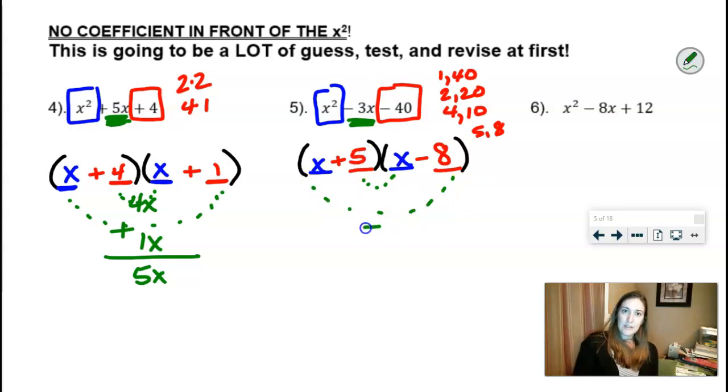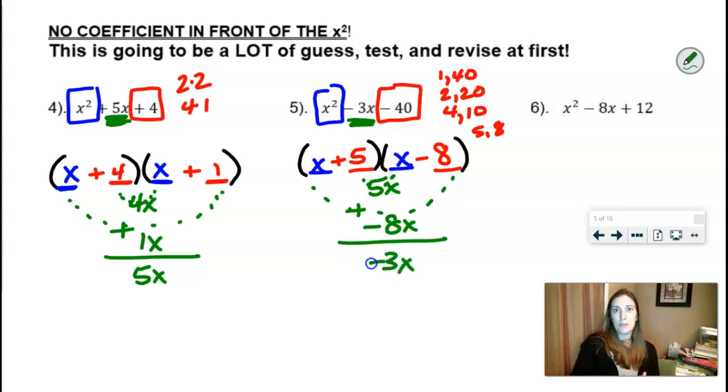This outside arch is a negative 8x. This inside arch is a 5x. And if I were to add these together, I get negative 3x. So checking those arches is extremely important. If you put the negative with the 5 instead of the 8, you don't have the right factoring puzzle, so we do have to be careful about that.